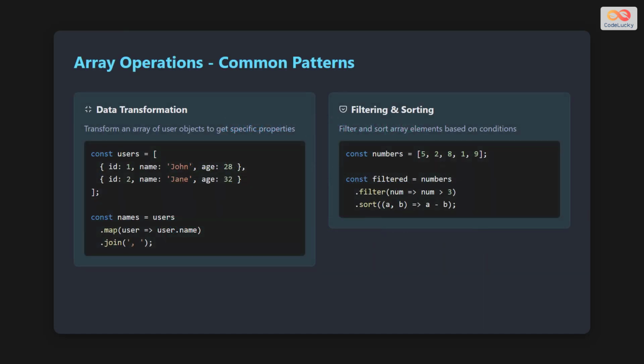Here we'll dive into common array operation patterns. First is data transformation. This involves converting an array of user objects to get specific properties, like extracting just the names from an array of user objects. Another common pattern is filtering and sorting. This involves filtering an array to include elements that meet certain conditions and sorting those elements based on particular criteria.